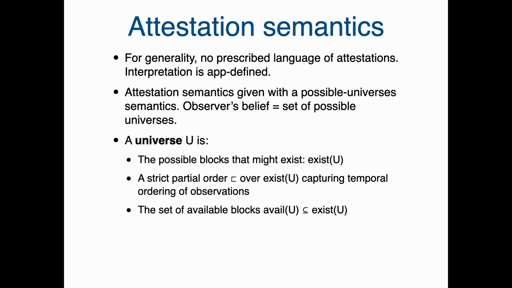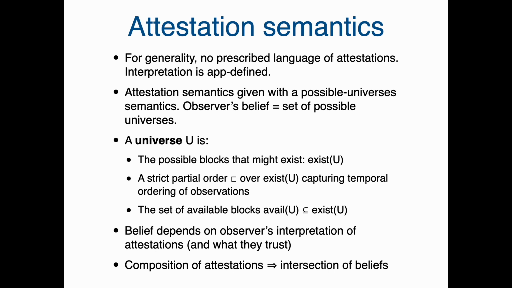So different observers have different beliefs about what different attestations mean, and then we have a framework for expressing those beliefs. So we can define what a universe is in terms of sets of possible blocks that might exist in the world, possible partial orders over those existing blocks that capture temporal restrictions. So you need that to talk about things like finality in Bitcoin, and also the set of available blocks that you can find. And then attestations cause different observers to come up with different opinions about what those possible universes are.